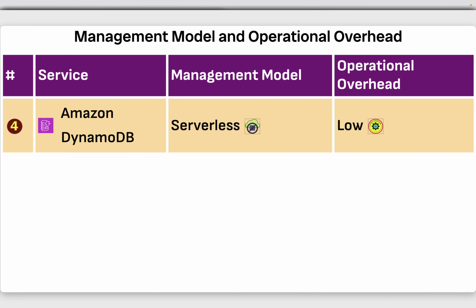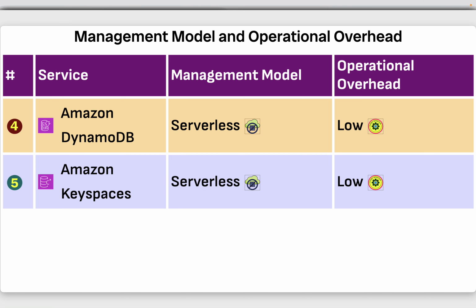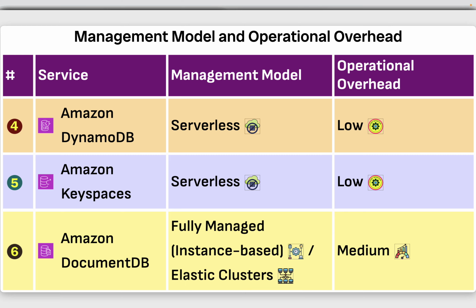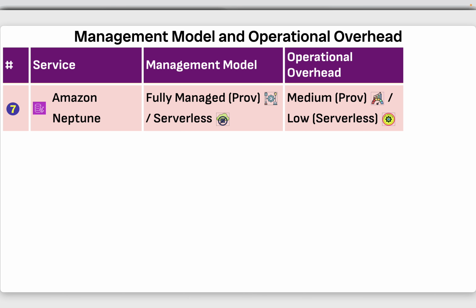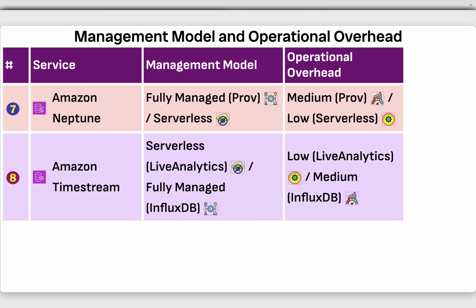Amazon DynamoDB is totally serverless. It has low operational overhead. Amazon Keyspaces, totally serverless, has low operational overhead. Amazon DocumentDB, fully managed for instance based, or you have elastic clusters. Operational overhead is medium. Amazon Neptune, you have two modes. You can go for fully managed provisioned mode or serverless. So same, medium for provisioned mode and low operational overhead for serverless mode.